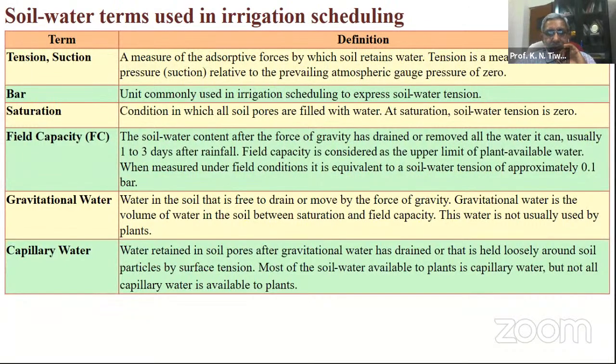So that is the meaning of not all capillary water being available, which I told in the class. This is the region where water is available, the readily available water. But frankly speaking, some water will remain in the soil pores, held so rigidly that the force of gravity will not be able to separate it.